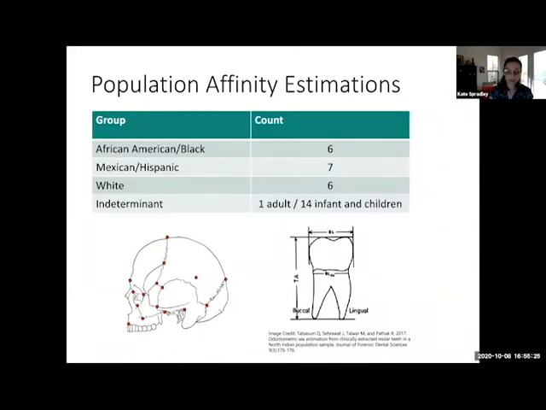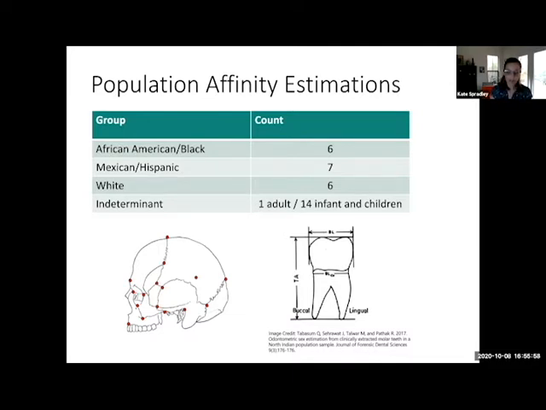So after learning the demographic makeup of the cemetery, I needed to find appropriate reference data to estimate the population affinity, or the group membership, for each individual burial. So to estimate population affinity, cranial measurements were used from each individual if they were possible to record, and those were statistically compared to appropriate reference groups. So individual measurements from an individual were statistically compared to the groups that you see here on this slide.